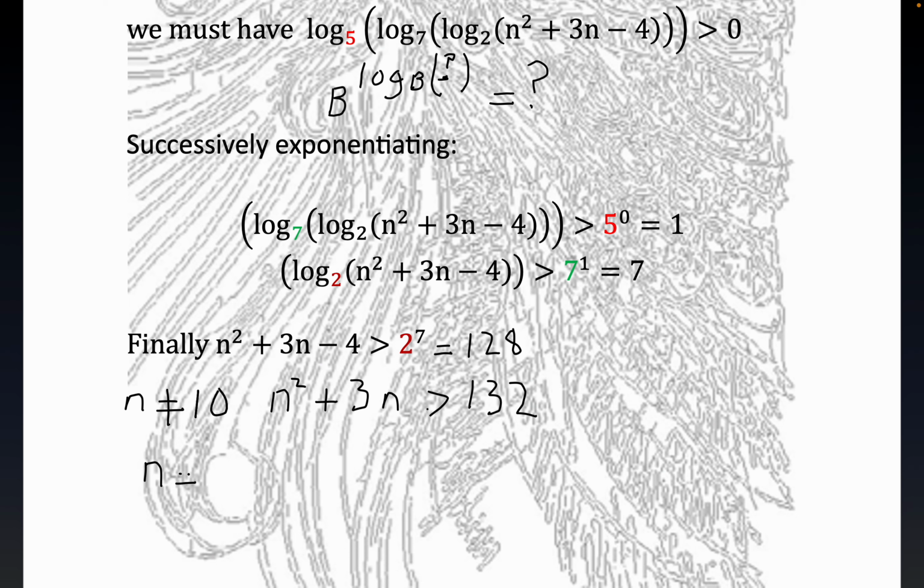You don't even have to calculate it. You can just tell. N equals 11 will be the next integer. You could do, if you want to, this is 121, 3 times 11 is 33, 121 and 33 is 154. So that's strictly greater than 132. But the calculation is hardly necessary, because this is 130 and it's just barely less than 132, so the next integer is going to get the job done. So n equals 11 is the answer to the question.